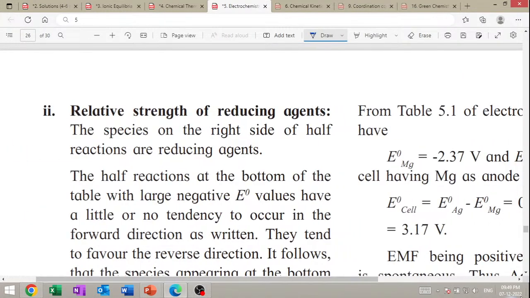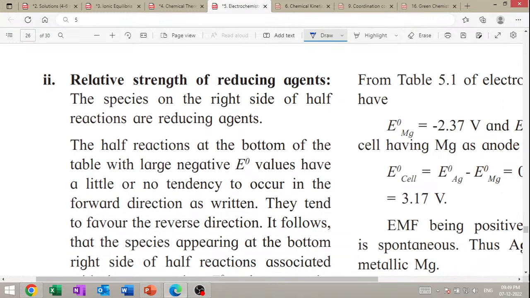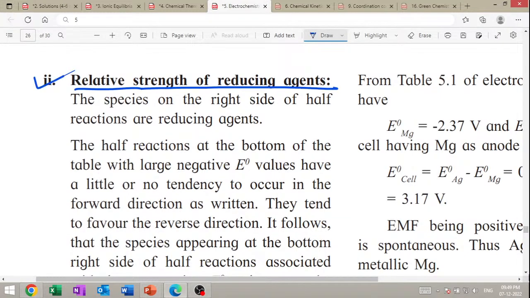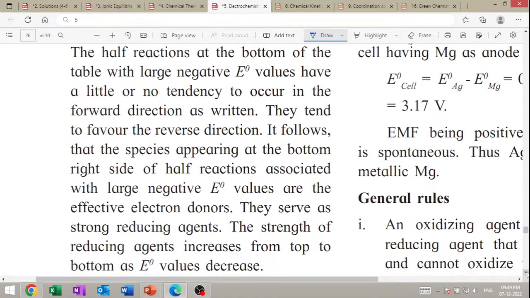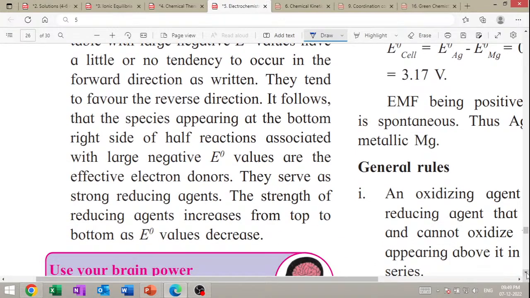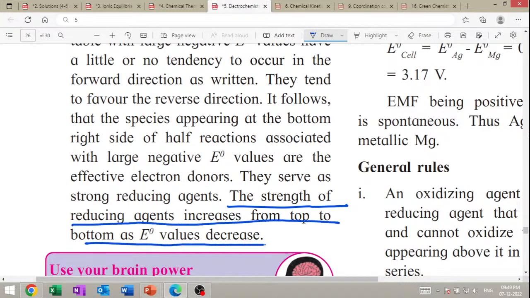Relative strength of reducing agent, second application. Strength of reducing agent increases from top to bottom as E naught value decreases. Just note this much.